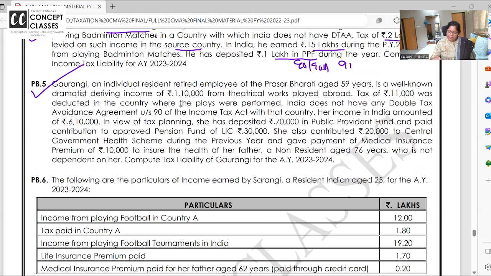Then in income, she has earned 6,10,000 in India. She has deposited 70,000 in PPF, which is eligible for 80C deduction, and 30,000 in a pension fund, covered under 80C as annuity and pension fund. She also contributed 20,000 to the central government health scheme and gave medical insurance for her father. For parents, you can take the medical claim under 80D, to ensure the health of her father who is a non-resident.